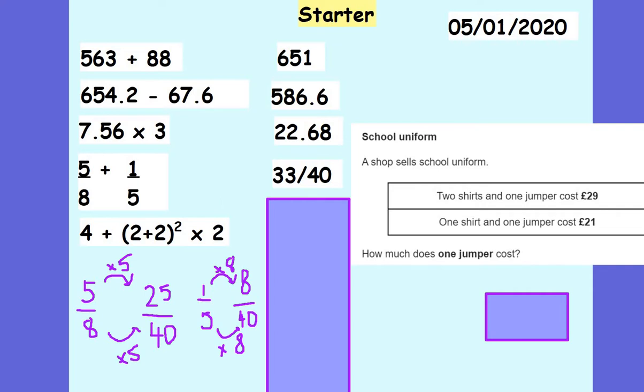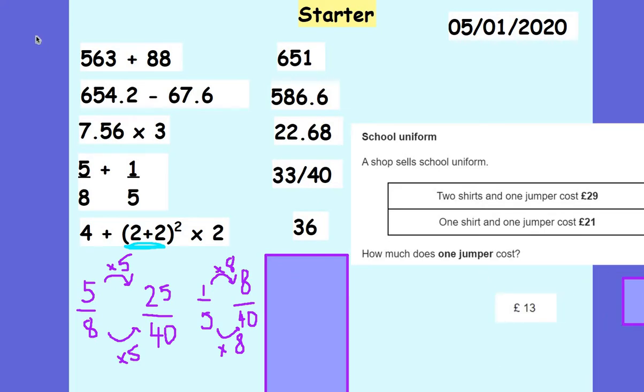Now for the next one, we need to use our BIDMAS, so I do my bracket first. In my bracket, I've got 2 plus 2, and that gives me 4. 4 squared will give me 16. I then need to do my multiplication. Well, 16 times 2 is 32, and 32 plus 4 gives me 36. If you had a go at my extension question, one jumper is worth £13. Well done if you got that right.